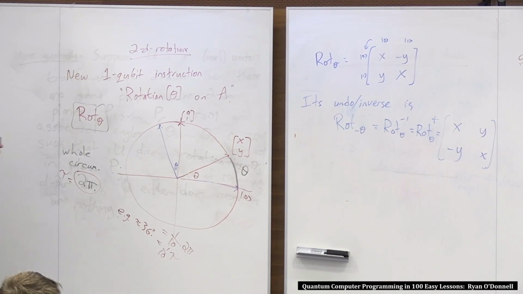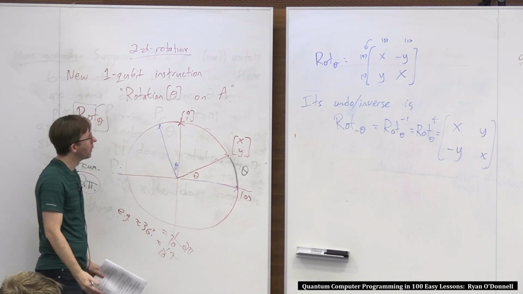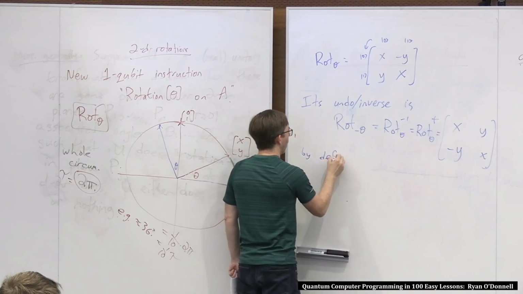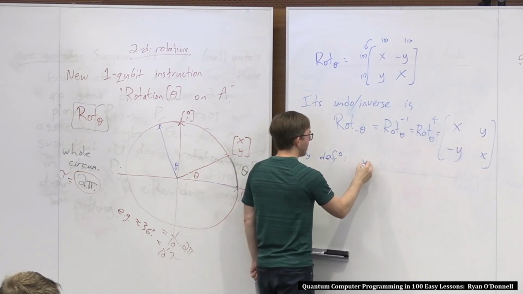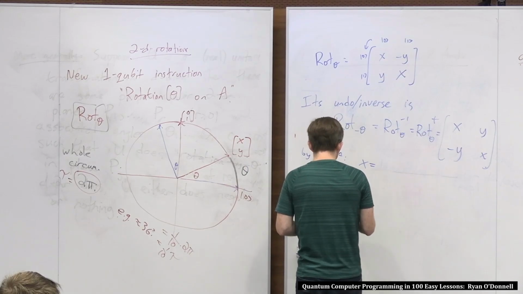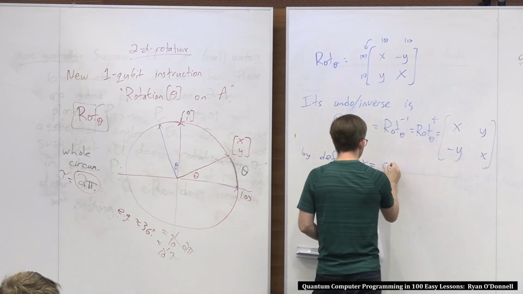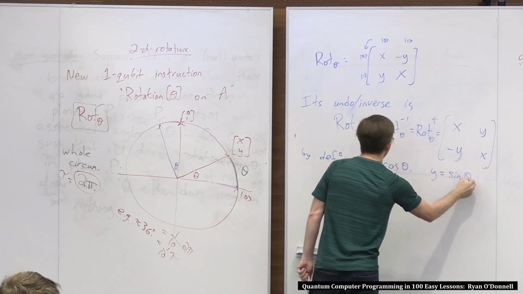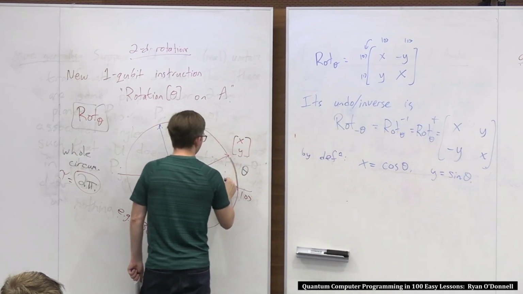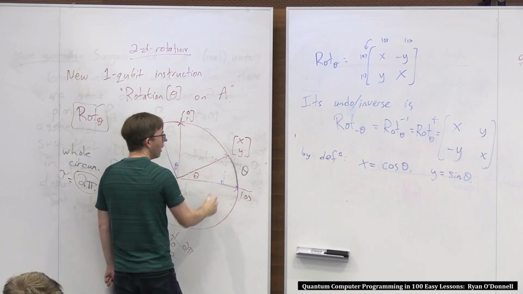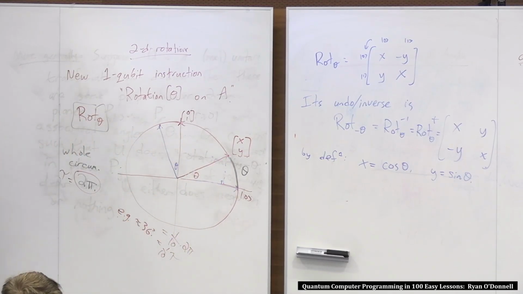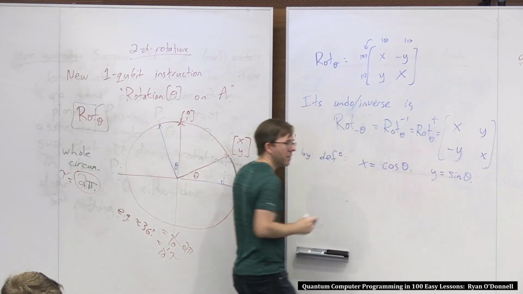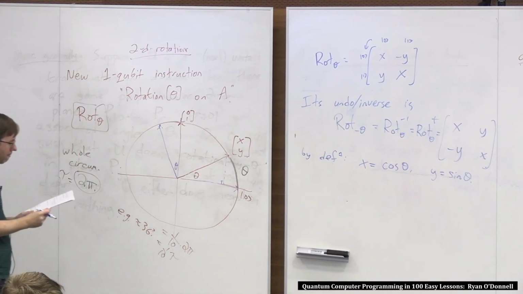So these are our new instructions, rotation. And you might say, if I know theta, what are x and y? Well, they are what they are, by definition. x, this is sine theta, right? No, it's cos theta. Whoops. x is cos theta, and y is sine theta. This is x, this is y. That's literally the definition of what cosine and sine are.